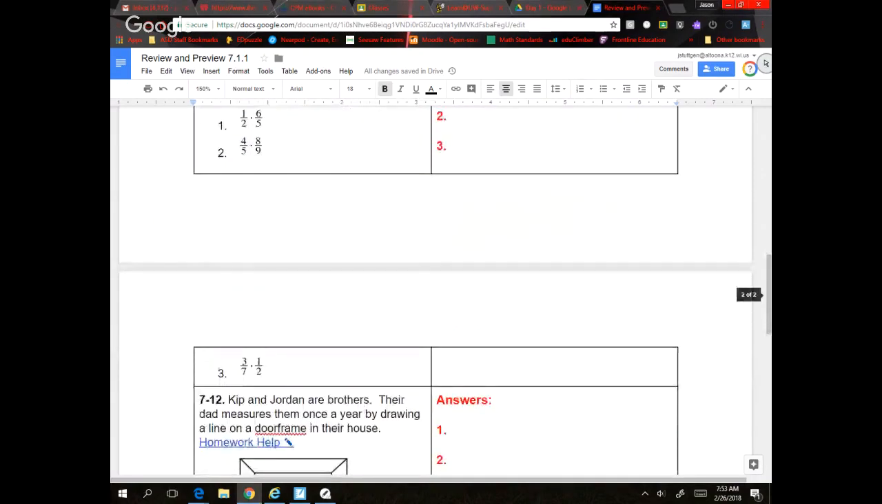Review of multiplying fractions. I'm just going to go through the answers again. Remember, multiplying fractions, you literally multiply straight across. First one, you should get 6/10. Second one, you should get 32 out of 45. And the last one way down here, 3 out of 14. Okay, quick little review on multiplying fractions again.